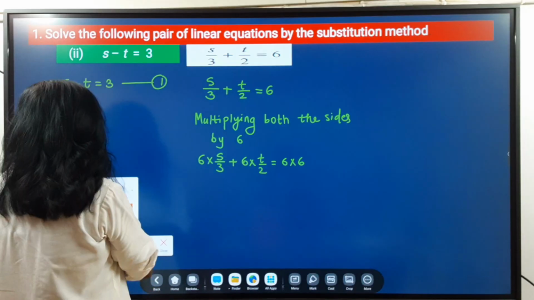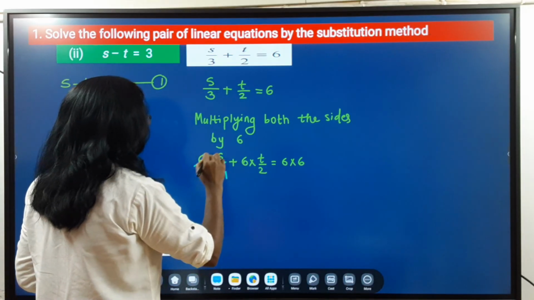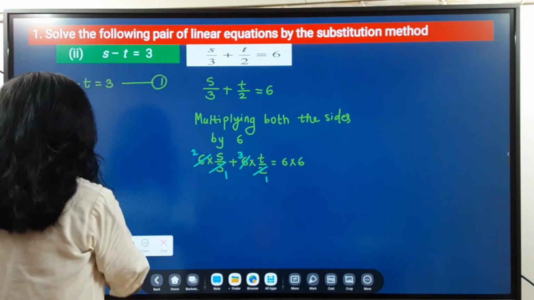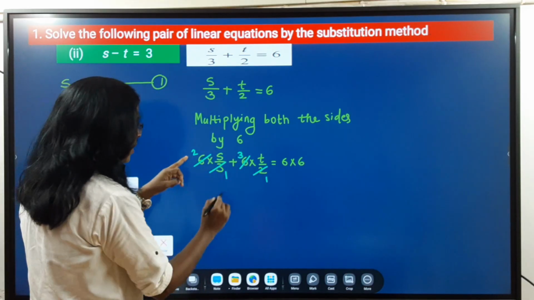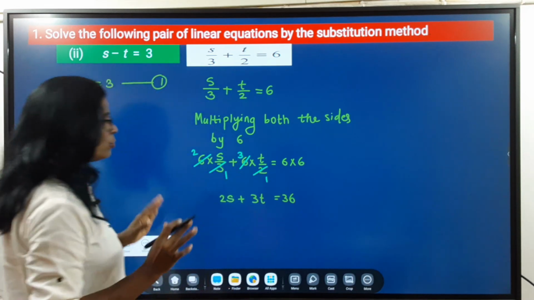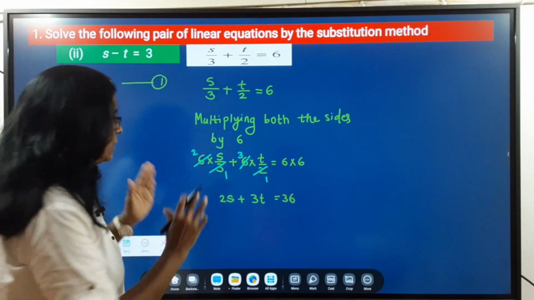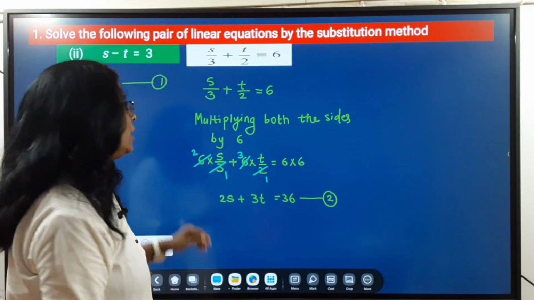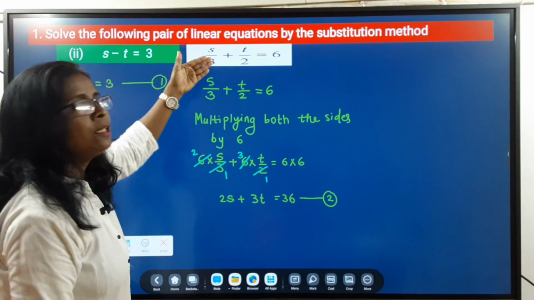Further simplifying this equation, here 3 1s are 3, 3 2s are 6, 2 1s are 2, and 2 3s are 6. And that's why the next step will be 2s plus 3t is equal to 36. Okay, so we assume that this is the second equation, because it is a simplification of this given equation.